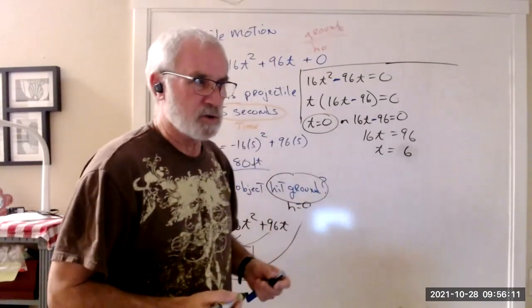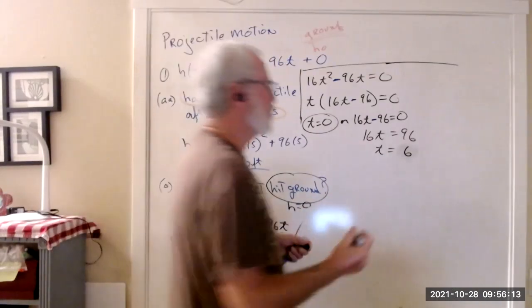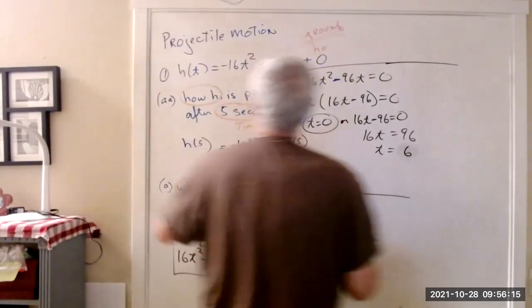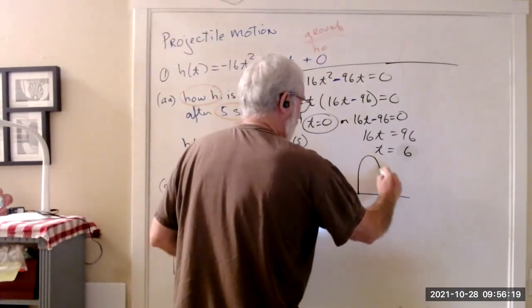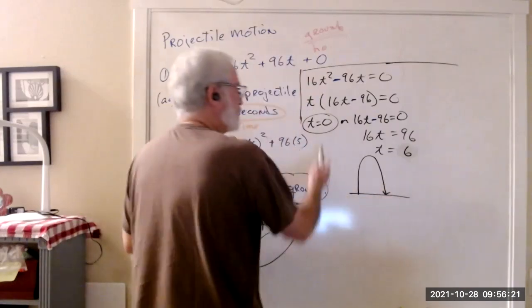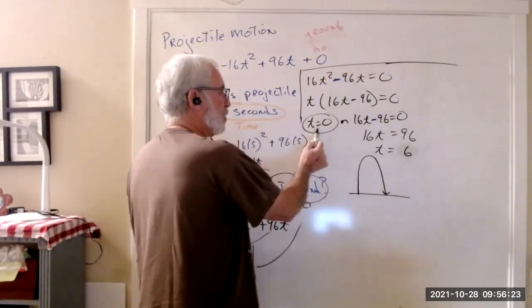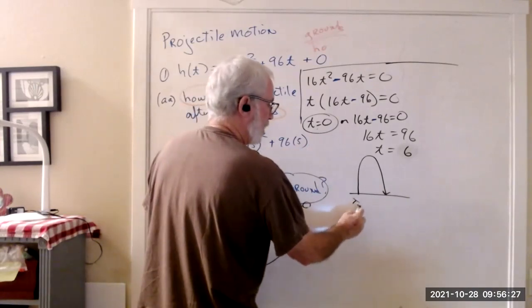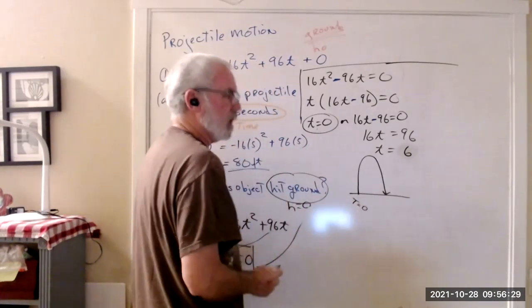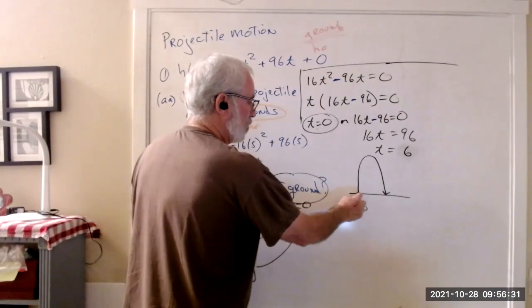I get 2 answers. Think about this. It said I'm standing on the ground. I'm going to knock this thing in the air. It's going to come back down. So what does this t equals 0 mean? That means at the start, it was on the ground, which I already knew.